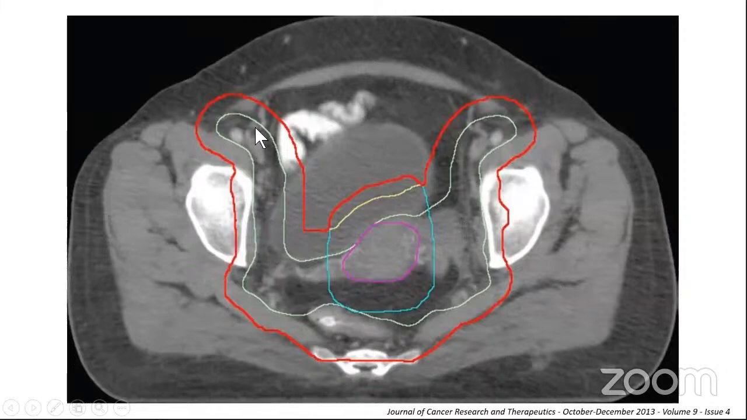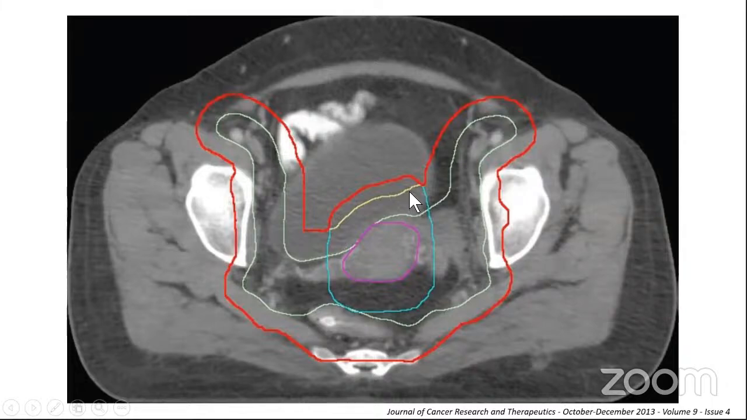So we give a setup margin of 1 centimeter all around. That's the standard setup margin which we offer. So there is 1 centimeter expansion all around the nodal CTV volumes. For the GTV and the CTV derived from the GTV, we give only an internal target volume.